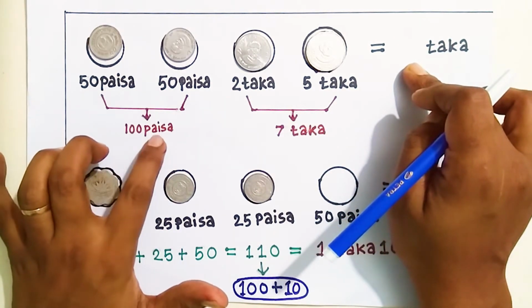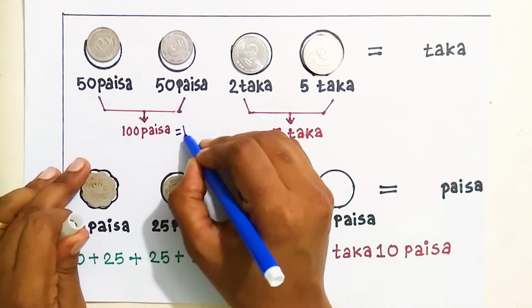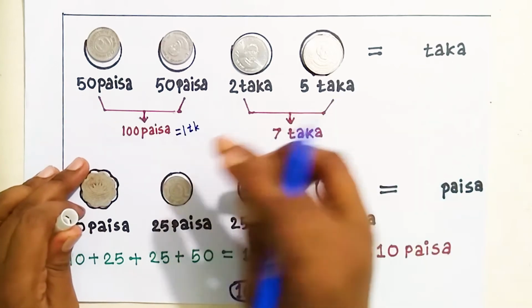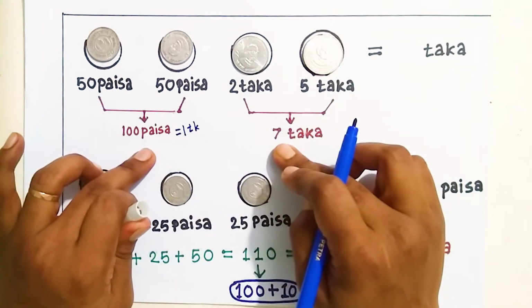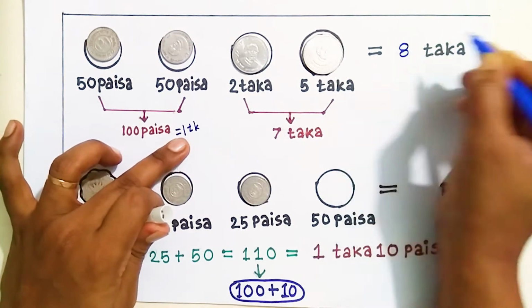See here, here is 100 paisa. So 100 paisa means 1 taka. That means here is 1 taka and here is 7 taka. Then 1 plus 7 will make 8 taka.